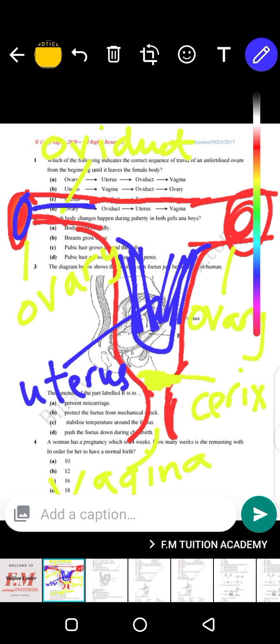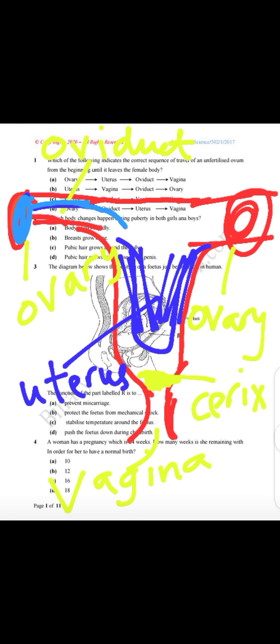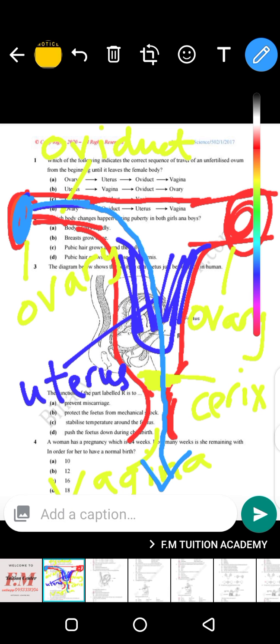So when the egg, the ovum, is released, it starts first from the ovaries. It comes like this, enters the oviduct, and comes into the uterus. From the uterus, it enters the cervix, and then comes out from the vagina. That is the path it takes: from the ovaries, through the fallopian tube or oviduct, into the uterus, then passes the cervix until it comes out from the vagina.